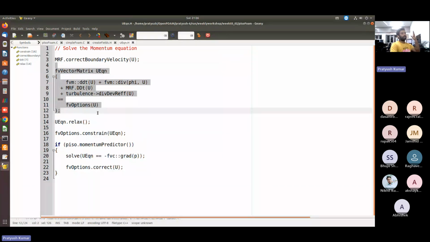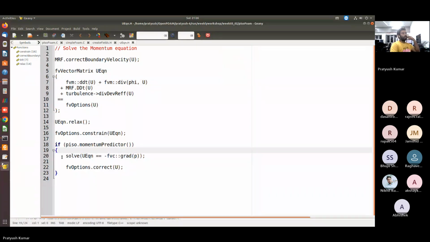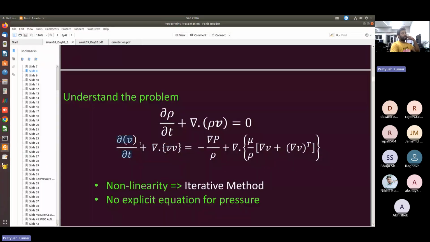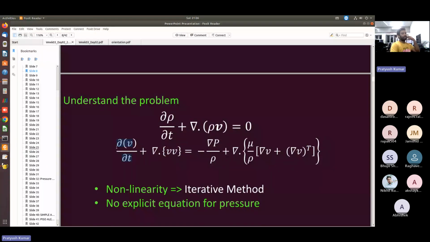Okay, since you are using the FVM, this is going to give one matrix in terms of the unknown u. Now here we are going to solve using the pressure gradient. Other than this pressure gradient, this is going to include all the terms of the Navier-Stokes equations except the pressure terms.